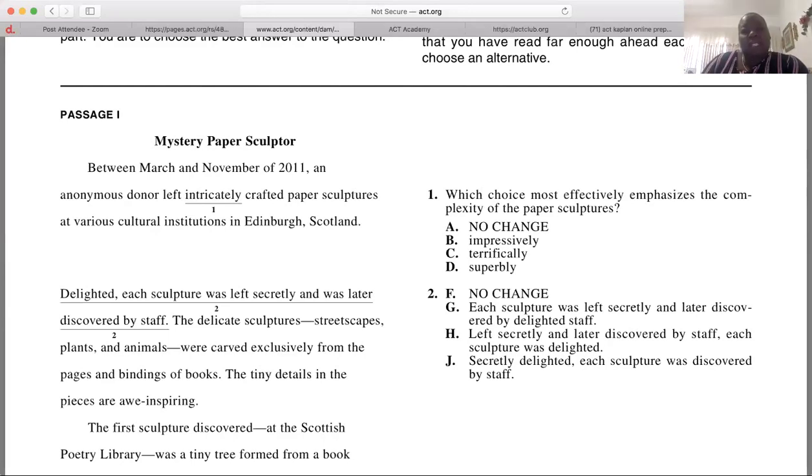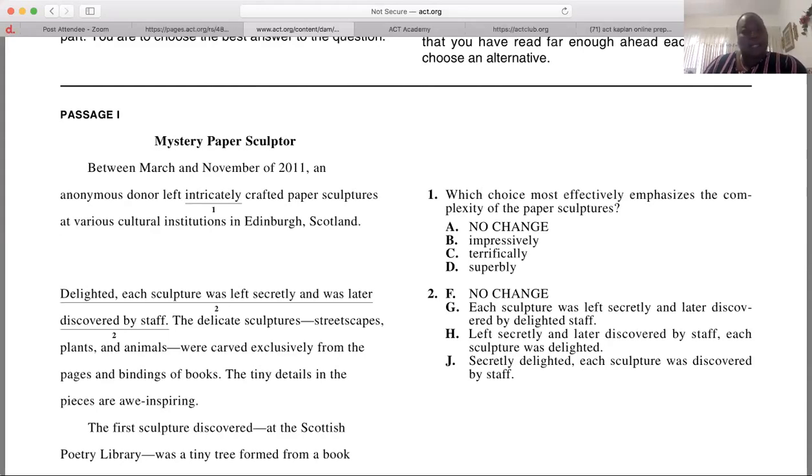Based upon the underlined portion, number 1 is asking you, which choice most effectively emphasizes the complexity of the paper sculptures. So it's asking you whether you should change the underlined word, or utilize one of the other options. If the underlined portion is correct, you will put no change. If it is incorrect, you would then look at the other 3 options to determine what is the correct answer.